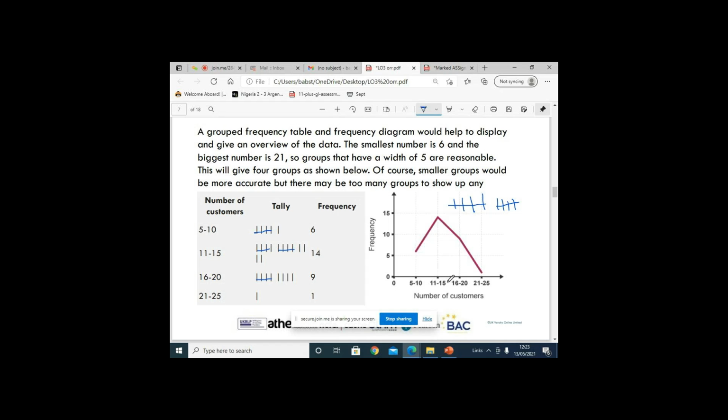From 5 to 10, can you see 6? From 11 to 15, you see that is 14. You plot it there. From 16 to 20, that is 9. Then from 21 to 25, I have only 1. So you put it on a graph. This is actually how the frequency looks. That's the frequency diagram. You get it? So that is it. It's easy.